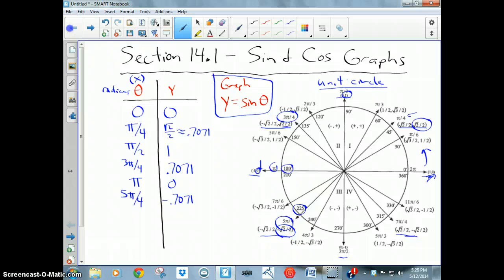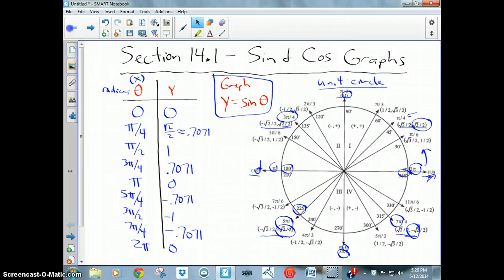And then we're down here at 270. Now 270 is 3 pi over 2, and its sine value is negative 1. And then we go to 315, which is 7 pi over 4. My board here is slightly off today. The sine of that is negative square root of 2 over 2, or negative 0.7071. And then finally we're back to 360, which is 2 pi, and that's the same as 0, so the value is 0.